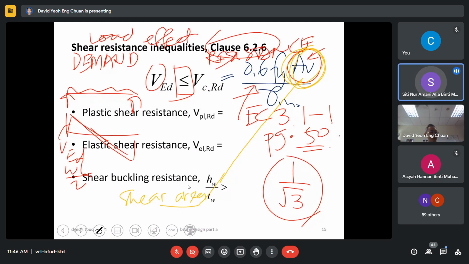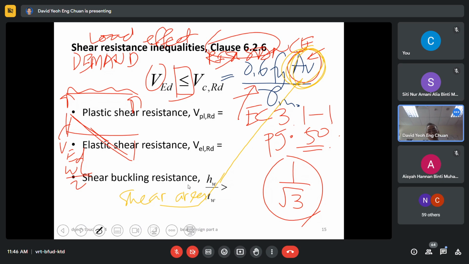Is it on page 51? What does it write there? What is it written there? The shear area may be taken as follows. Okay, good. There's A, B, all the way until G.